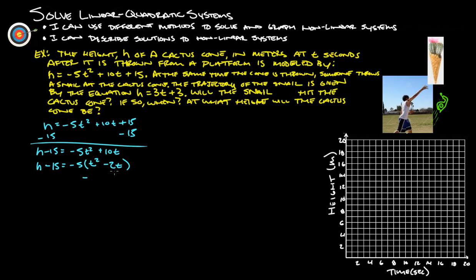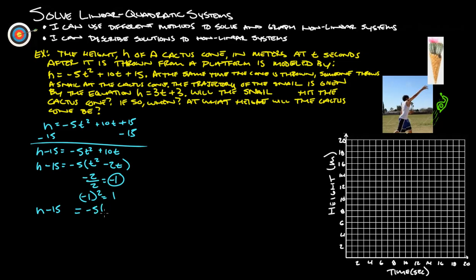So we're going to take half of the t term. That's -2 divided by 2, which is -1. Circle that because we're going to use that later. -1 squared is 1, so we're going to add 1 to both sides, kind of. What I mean by that is, with h minus 15, I'm going to leave a little blank there because we're going to add something over there.